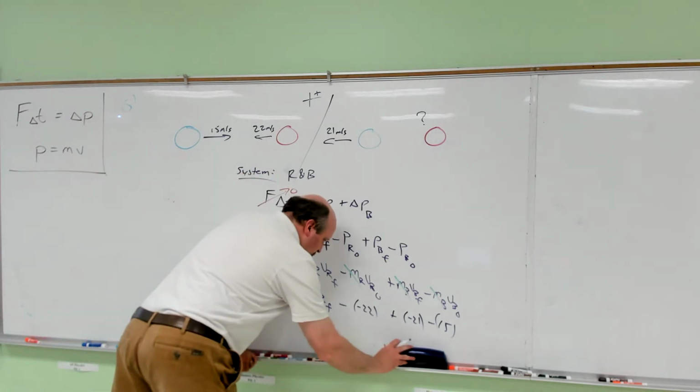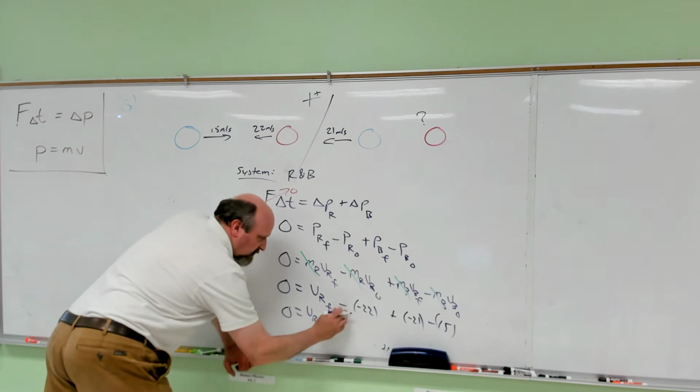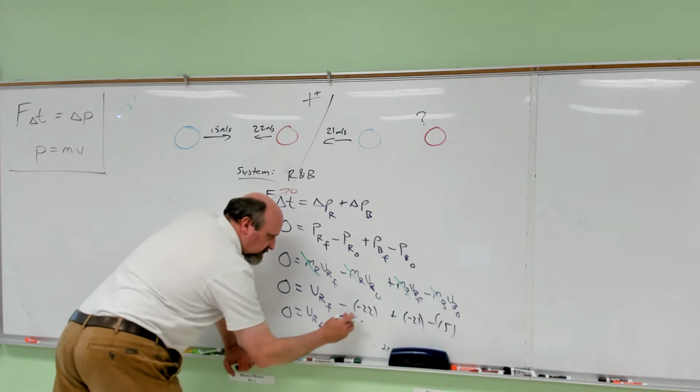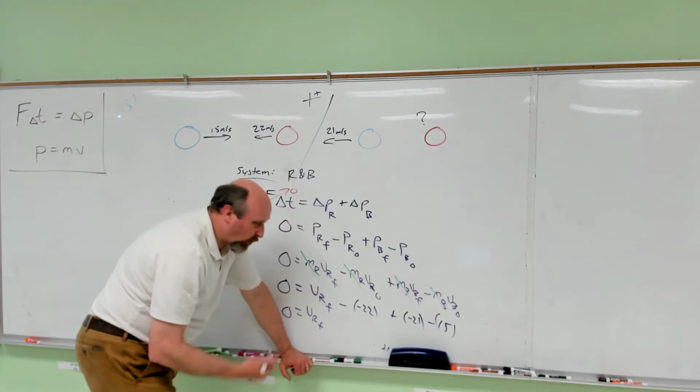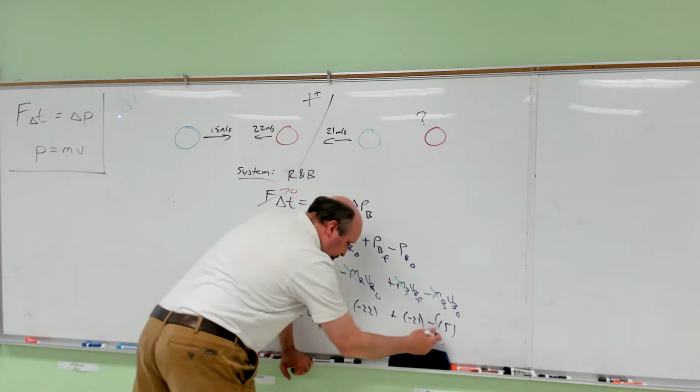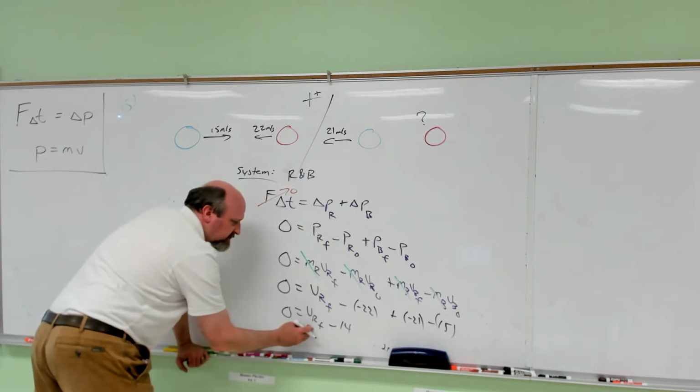So you say, this is going to be negative means positive, so it'll be 22 plus a negative 21. That's just 1. That's just 1 minus 15. That's negative 14. 0 is the final velocity of red minus 14.